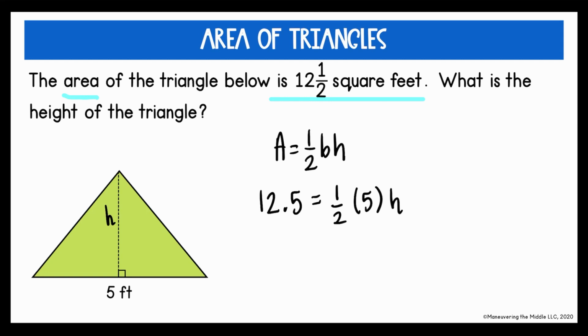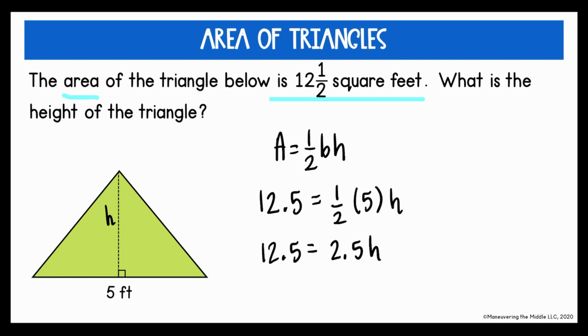So here we need to isolate or get H by itself. In order to do that, I need to do this math of 1/2 times 5. So I'm going to do 1/2 of 5 or 1/2 times 5. That's 2.5 H, and that will be equal to 12.5. Now from here, I just have a very simple one-step equation.